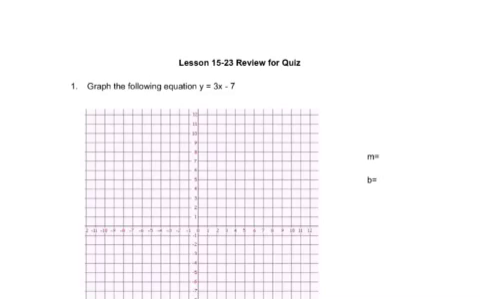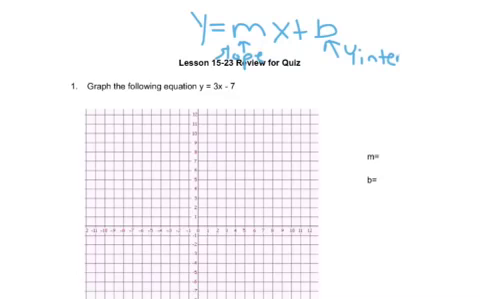Good morning, everyone. So this review is for lessons 15 through 23, and we are reviewing for our linear quiz. Remember, most of the time we are working with this equation, y equals mx plus b, which is called your slope-intercept form. Remember, the m stands for your slope, and your b is your y-intercept. Remember, that's the point where your line crosses your y-axis.